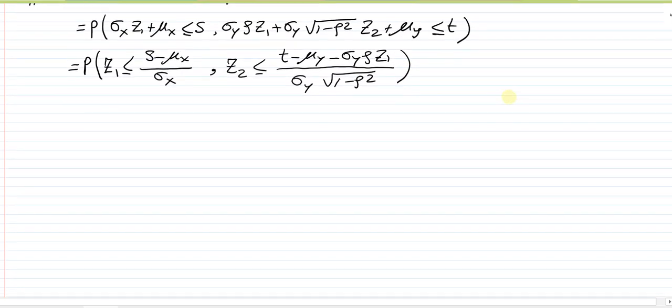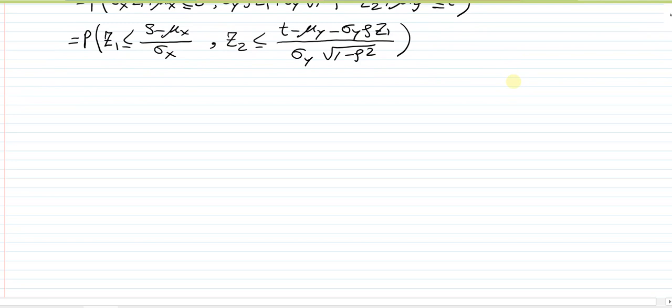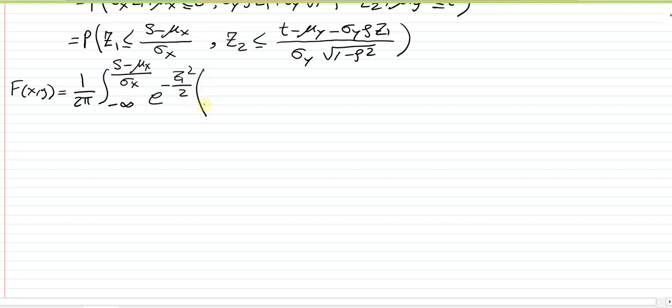Okay. Again, that's the definition of the joint cumulative distribution function. Now we're going to actually write these. Therefore, F of x, y is going to be 1 over 2 pi, the integral from negative infinity to (s minus mu x) over sigma x of e to the negative z1 squared divided by 2, times the integral from negative infinity to (t minus mu y minus sigma y rho z1) divided by (sigma y square root of 1 minus rho squared).